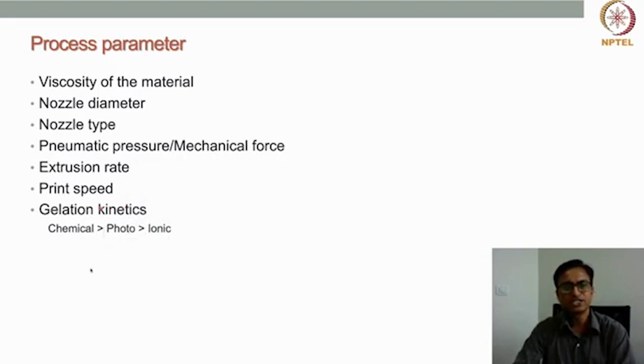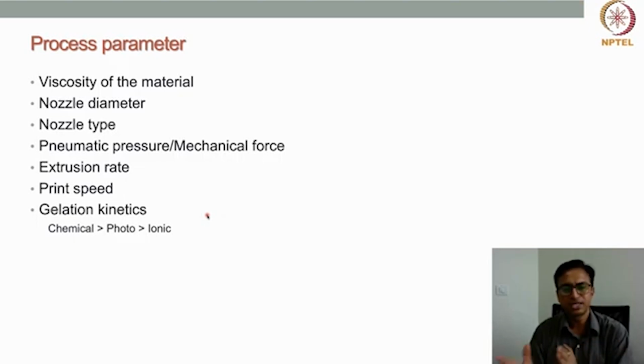So we have to control both these things in accordance with each other. The other requirement is the gelation kinetics, because for extrusion based bioprinting, one important requirement is that whatever material is coming out should be fluidic in nature when it is coming out of the nozzle. But as soon as it comes out, it should be able to solidify. So this solidification, or gelation process, of that fluidic bioink is very important for extrusion bioprinting. That can be achieved in different ways, like chemical cross-linking, photo cross-linking, or ionic interaction. So any type of cross-linking mechanism can be possible for gelation kinetics.